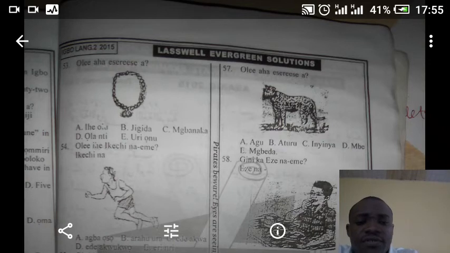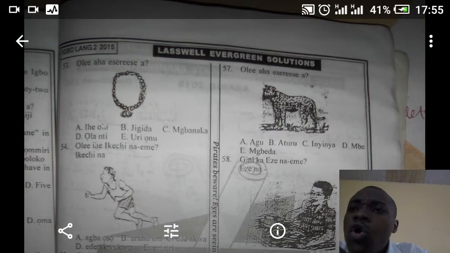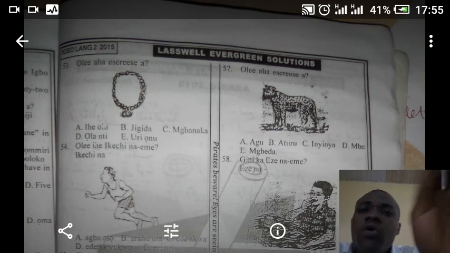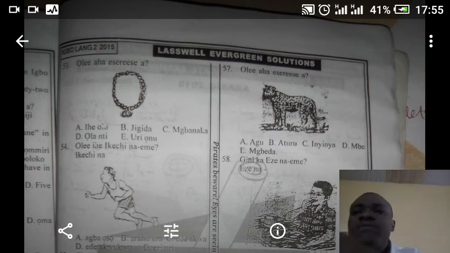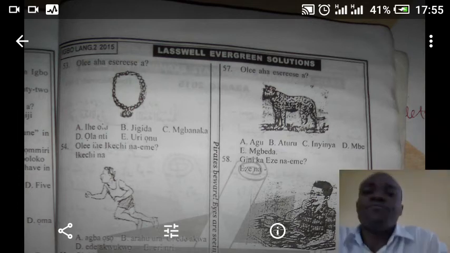That number A is supposed to be the answer, which is ihe olu, O-L-U. Ihe olu. That is the answer. If you look at it, you will know. That is a necklace. Ihe olu means necklace.